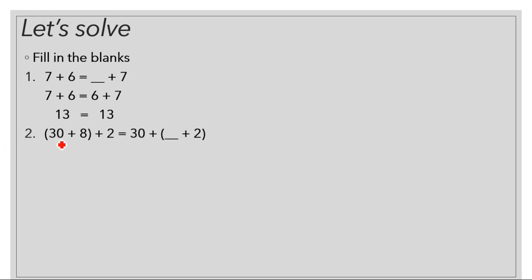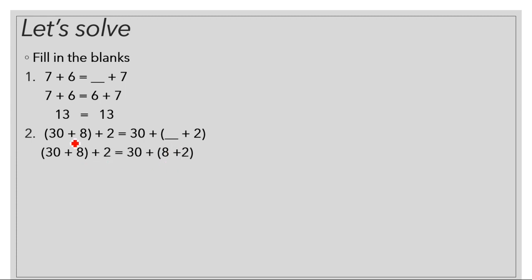Next example is 30 plus 8 plus 2 is equal to 30 plus dash plus 2. Here we have grouped 30 and 8. So what do we have to write here to make the group of the numbers and to get the same answer? Here we have 30 plus 8 as a group, plus 2. Now here we have 30 plus dash plus 2. So what do we have to write in the blank? We have to write 8 in the blank.